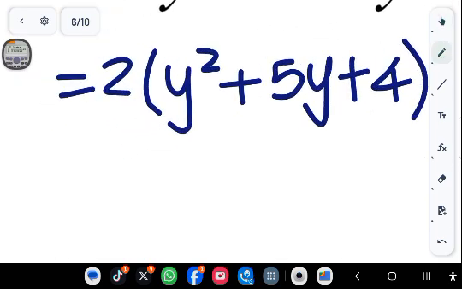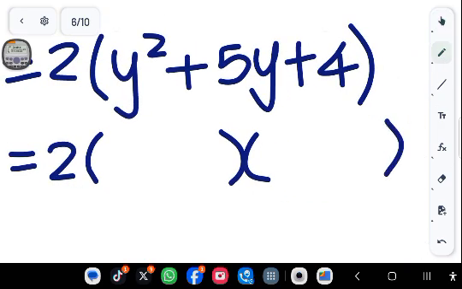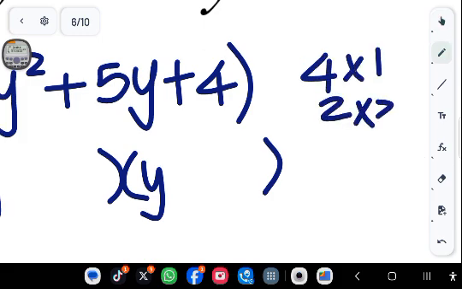Now what you do is leave the common factor outside and then factorize this trinomial like you would if you didn't have to take out any common factor. So that will be y and y. And then we look at factor pairs for 4 this time. That will be 4 times 1 and 2 times 2.